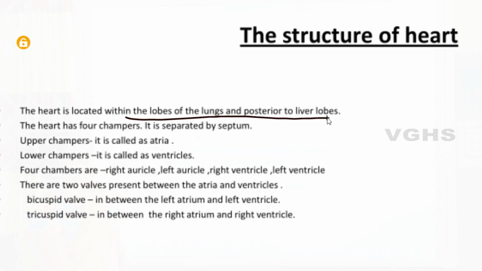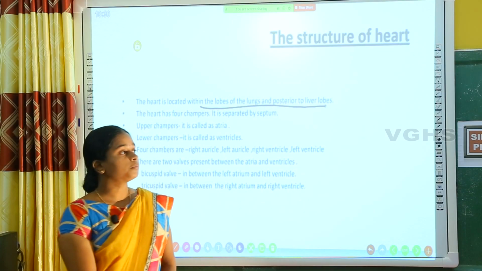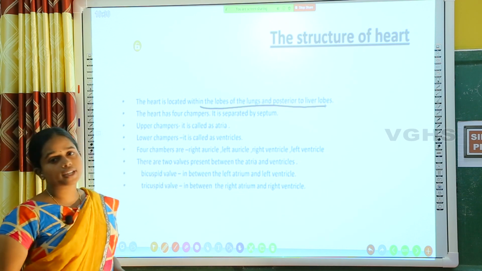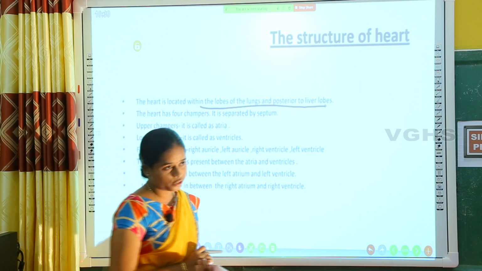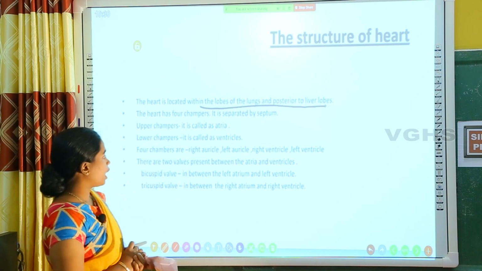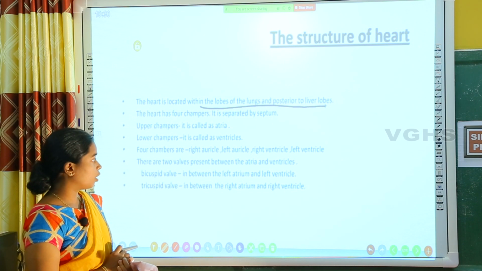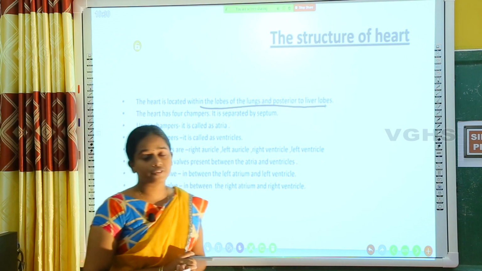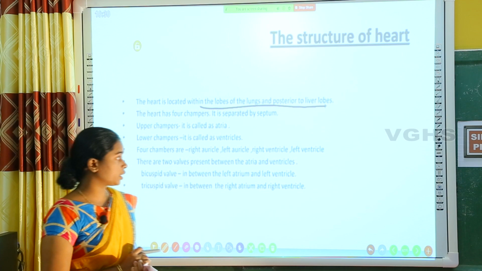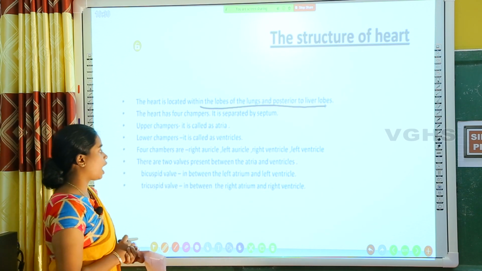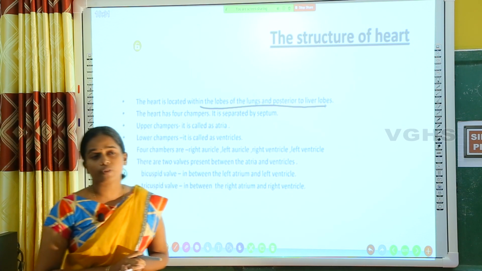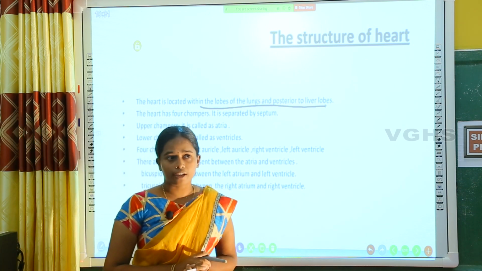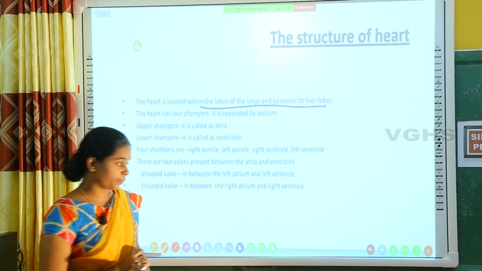The heart has 4 chambers. It is separated by septum. The upper chambers are called atria and the lower chambers are called ventricles. The 4 chambers are the right atrium, left atrium, right ventricle and left ventricle. And also there are 2 valves present in between the atria and ventricles. They are the tricuspid valve and bicuspid valve.